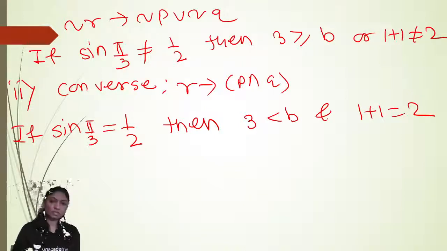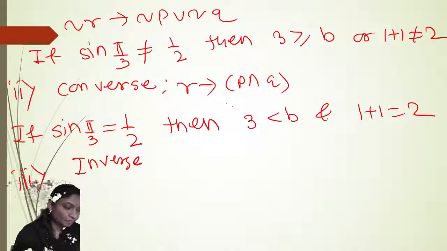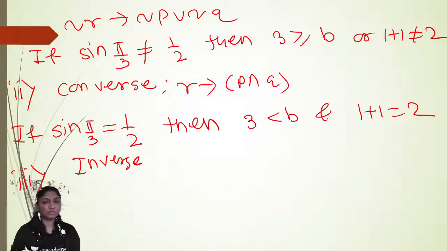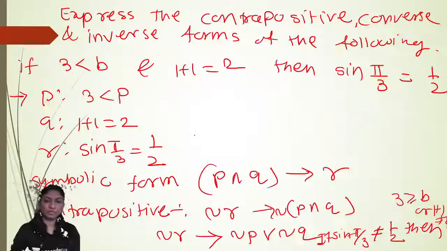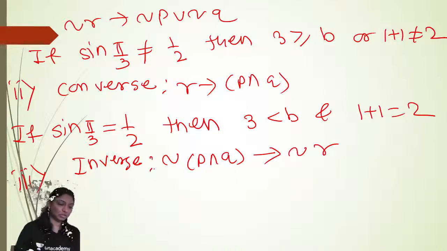Yeah. Now, third one is inverse. So we can write inverse of this statement. So inverse of P implies Q is negation of P implies negation of Q. So here in symbolic form: negation of P and Q implies negation of R. This is your inverse.